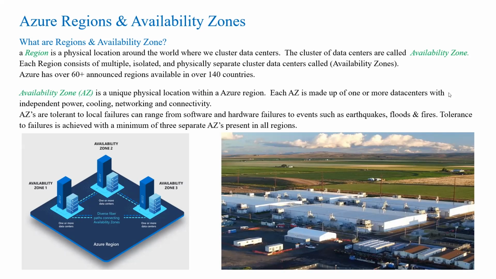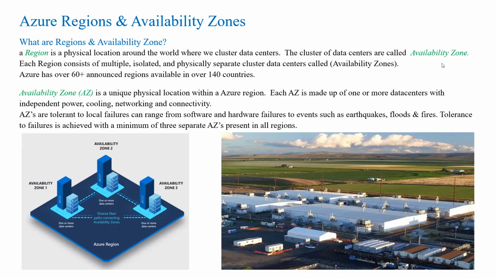Availability zone is a unique physical location within an Azure region. So each availability zone is made up of one or more data centers with independent power, cooling, networking, and connectivity. So before we move on, let's try to understand in detail what a region is all about. On the left-hand side, in the tower picture, you see three buildings, and all of them put together is called an Azure region.